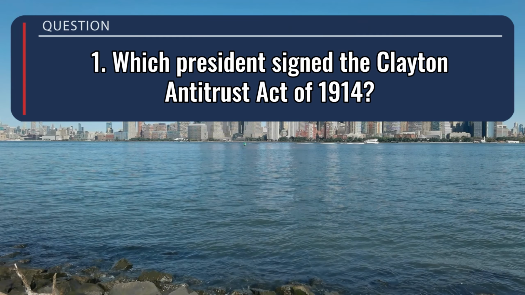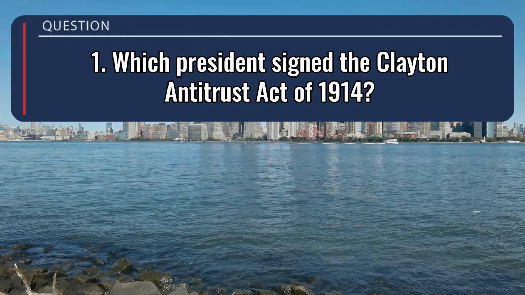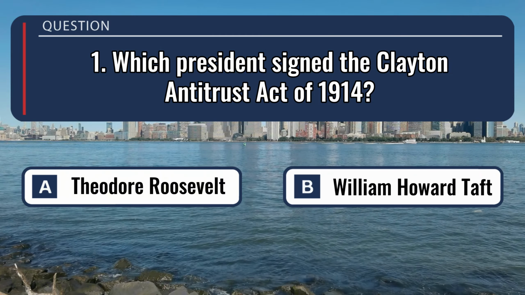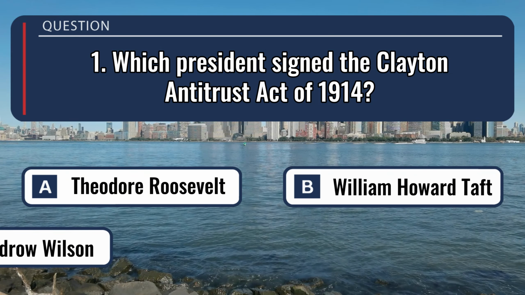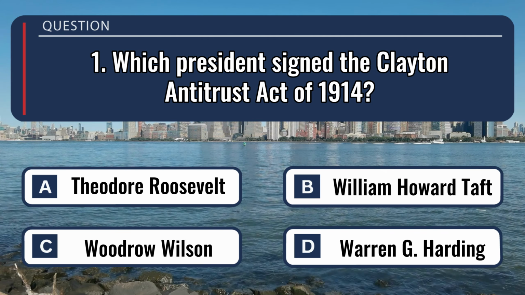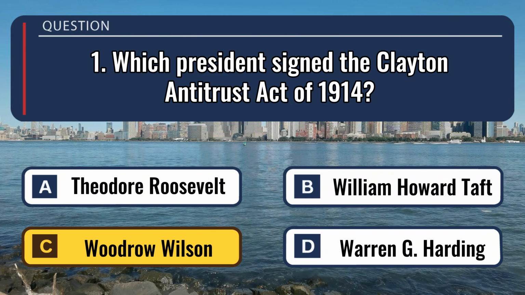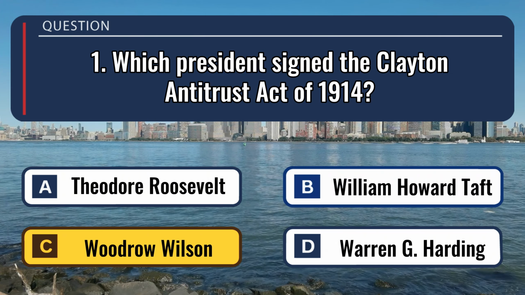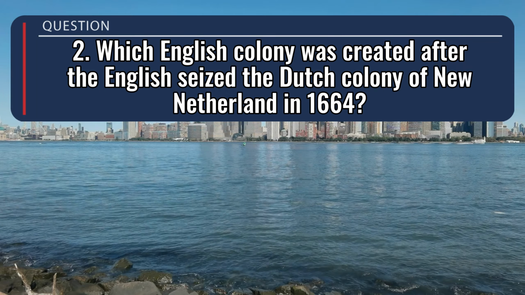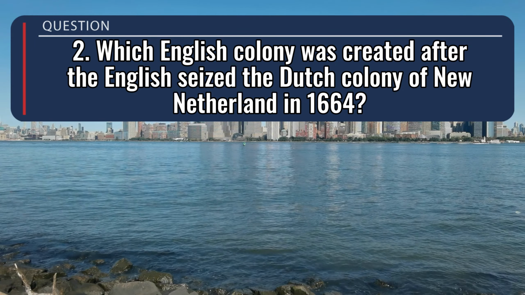Question 1. Which president signed the Clayton Antitrust Act of 1914? A. Theodore Roosevelt. B. William Howard Taft. C. Woodrow Wilson. D. Warren G. Harding. The correct answer is C. Woodrow Wilson.